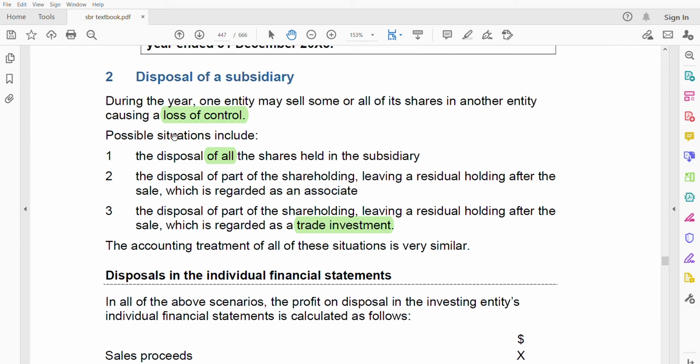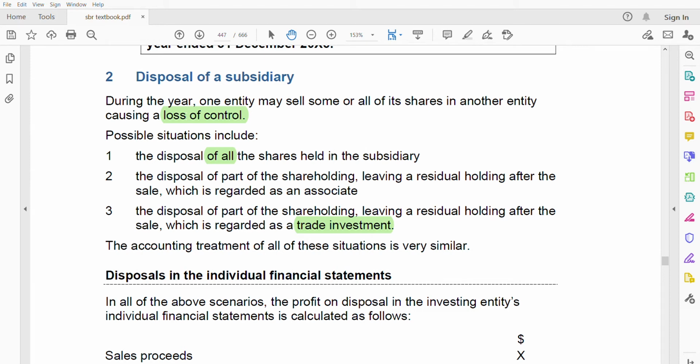Situations could be anything. You don't have to remember the situation. What you have to remember is whether it is a loss of control or not. Same for the purchase, same for the disposal also. For purchase, you have to see whether it's a gain of control or not. For disposal, you have to see whether it's a loss of control or not. Because the accounting treatments are different when it's a loss of control versus when it's not a loss of control.